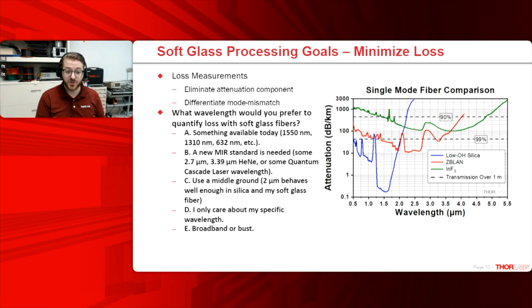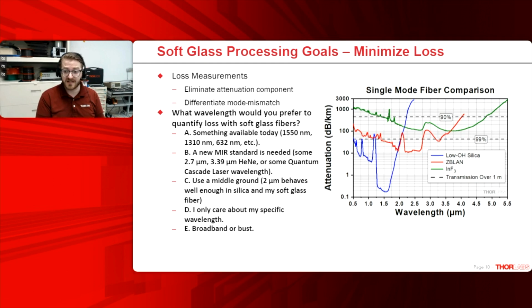I know that there's a 2.7 micron mid-infrared source linked below. The 3.39 micron HeNe wavelength is available, if not common. Or quantum cascade lasers can be made at a broad range of wavelengths. Is it just that we need to pick one of those and define the loss for some mid-infrared wavelength? Or then we could use a middle ground.